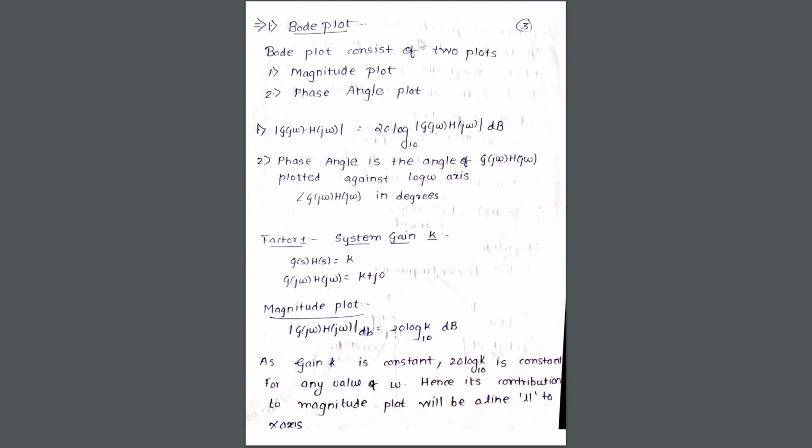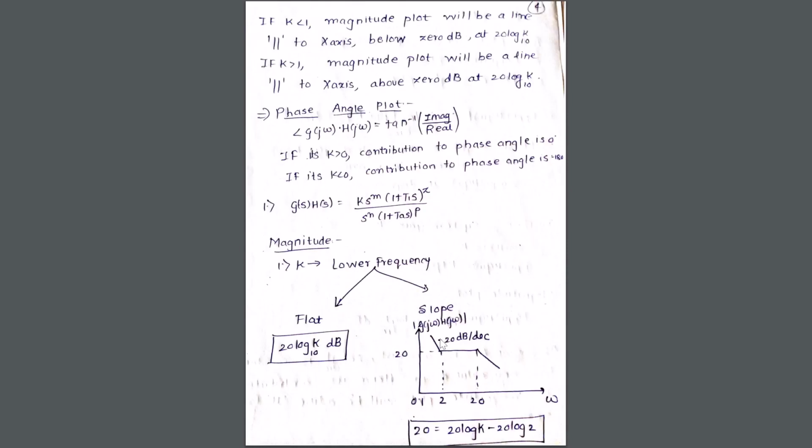So the first parameter in Bode plot is the system gain K, and that is given as K + j0. The magnitude plot is given as 20 log K to the base 10, and the phase plot is given as tan inverse of imaginary by real. I hope I am very clear to you.